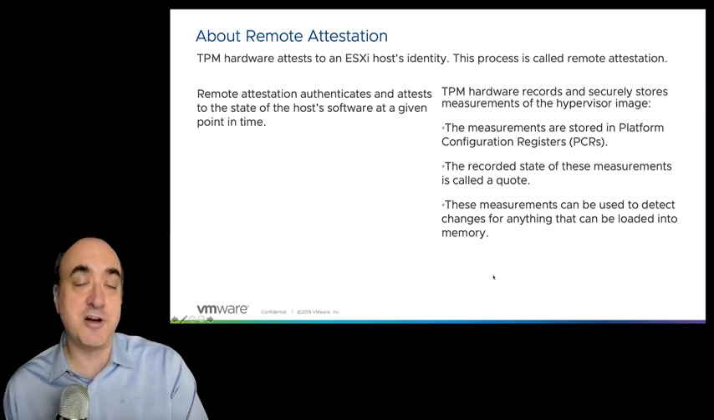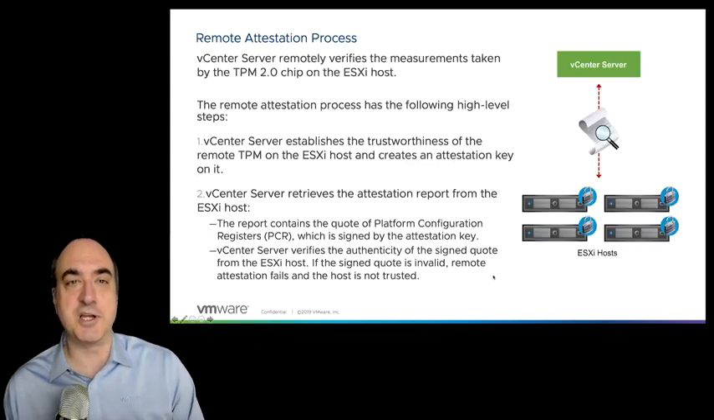So vCenter can report this knowledge on the status of that host's boot process. So the remote attestation process, with ESX servers having secure boot enabled and their TPM chips on board: the vCenter server can establish the trustworthiness of the remote TPM on the host by creating what's called an attestation key, and then vCenter will retrieve the attestation report from the host. The report contains the quote that was contained on the registers, signed by the attestation key, and vCenter will verify the authenticity of that signed quote from the host.